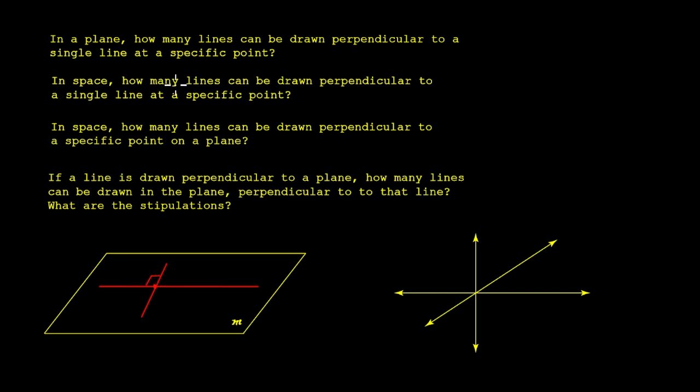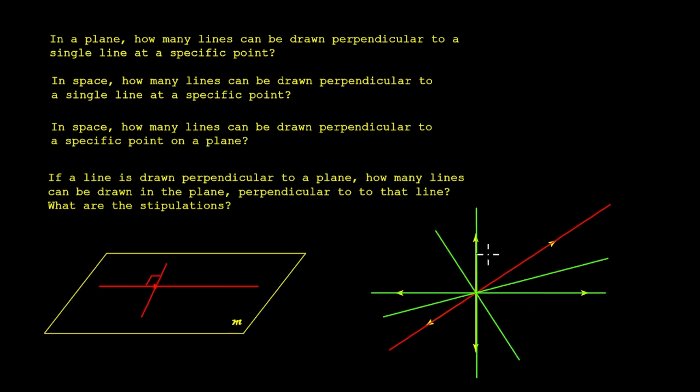Next, in space, how many lines can be drawn perpendicular to a single line at a specific point? Here we have 3D axes, X, Y, and Z. To make this easiest to see, we're going to draw a line on this axis right here and think about the XY plane that it's passing through. If I draw a line here, that's perpendicular to this red line. If we draw a line here, that's perpendicular to the line. Another line there, another line there.